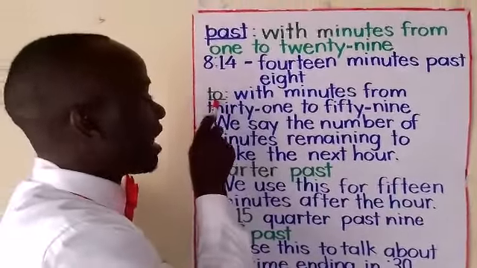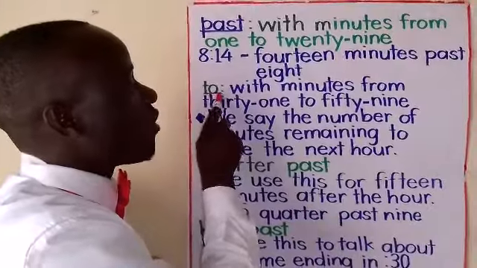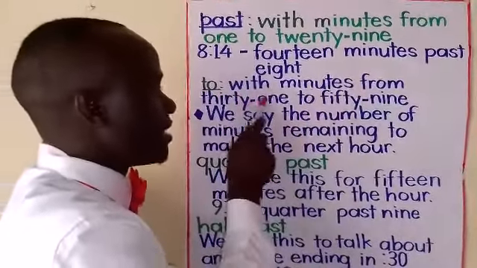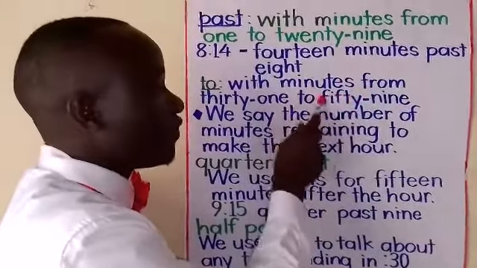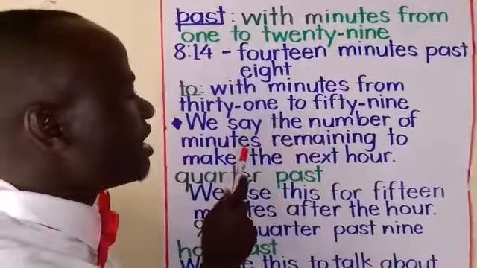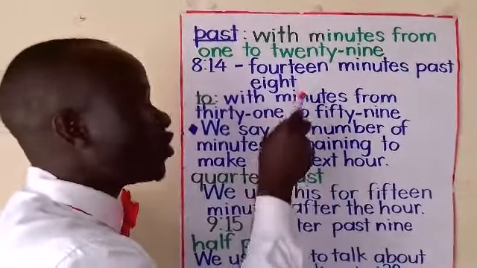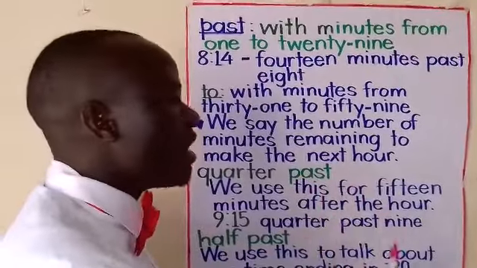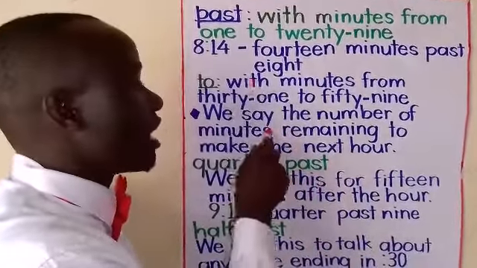Then another word is to. This word to, whenever we are telling time, is used with minutes from 31 to 59. We say the number of minutes remaining to make the next hour when we use this word to.